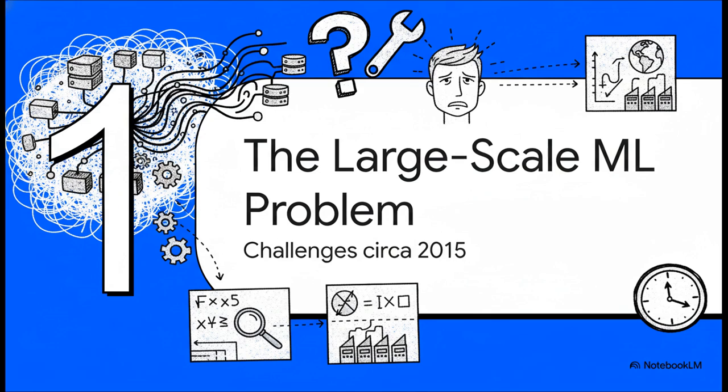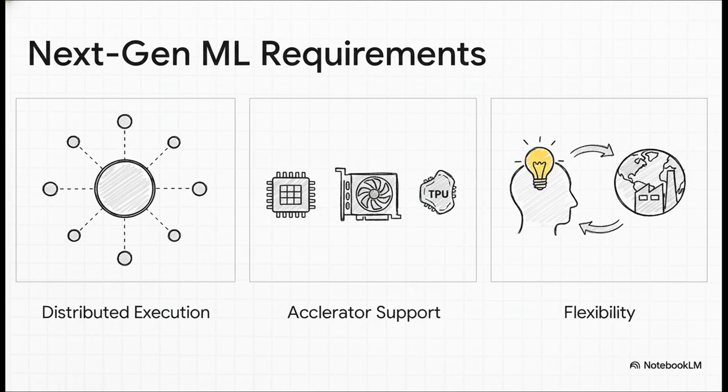All right, to really get why TensorFlow is such a big deal, you gotta picture the world back in 2015. The machine learning universe was kind of split into two. You had systems built for research, and you had totally separate systems for production. And they really didn't speak the same language. Trying to build a single, unified system that could do both, that was the holy grail, but it was also a massive headache.